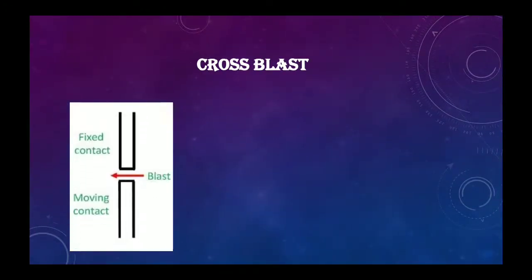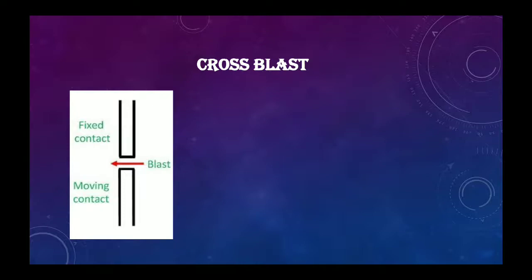And next one is the cross blast circuit breaker. So same like axial blast, you can see two contacts. One is the fixed contact and the other is the moving contact. These contacts are lying in a vertical position, and the air blast effect is charged from the horizontal side. So there is a cross blast effect happening, and for that very reason the arc is extinguished by the help of cross air blast.